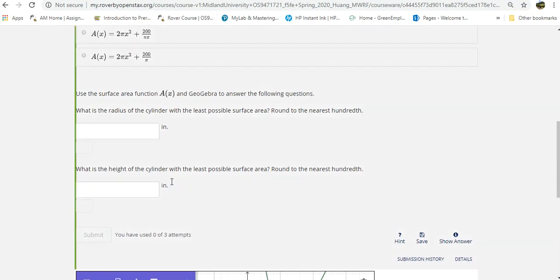If you forget the relationship between the height and the radius, it came from the volume. Volume is pi r squared times h. So we know the volume, and once you know the r, you can quickly find the h. Okay, this is the hint.